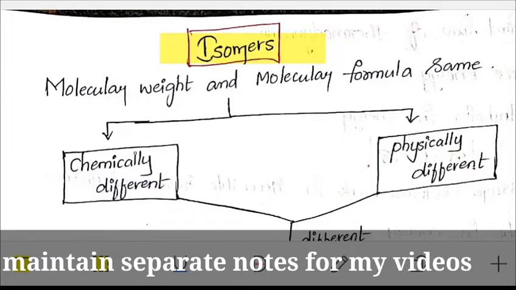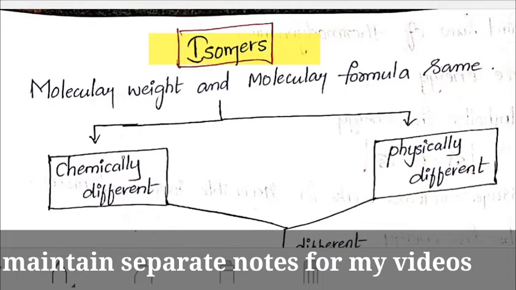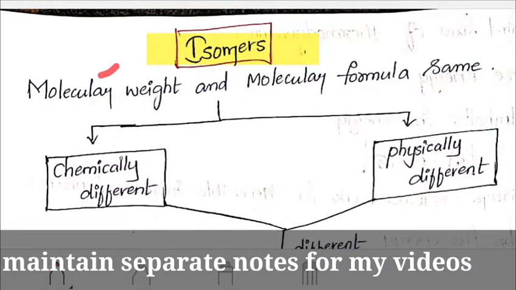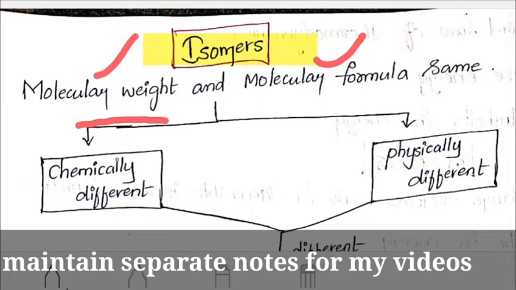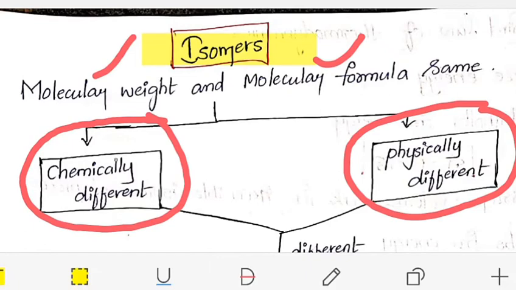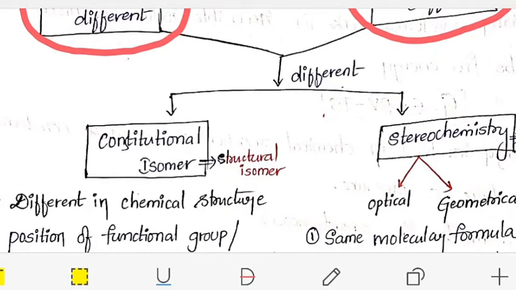In this lecture, we are going to discuss stereochemistry in GPAT orientation. Isomers are defined as molecules having the same molecular weight and molecular formula, but they are different in their chemical properties and physical properties. They are divided into majorly two types: one is constitutional isomers and the second one is stereoisomers.